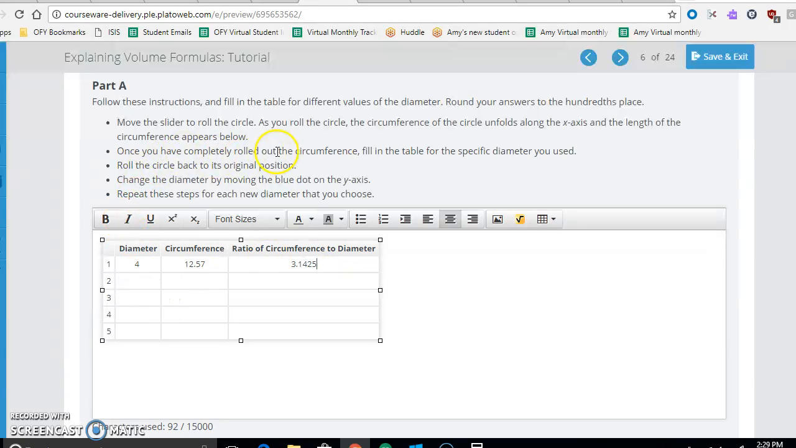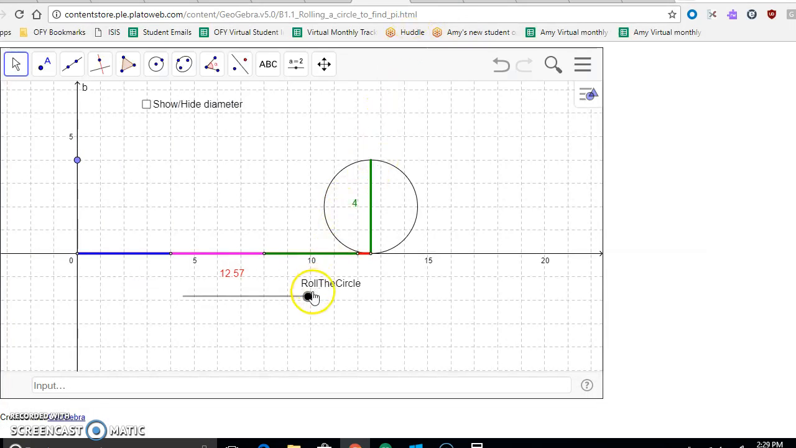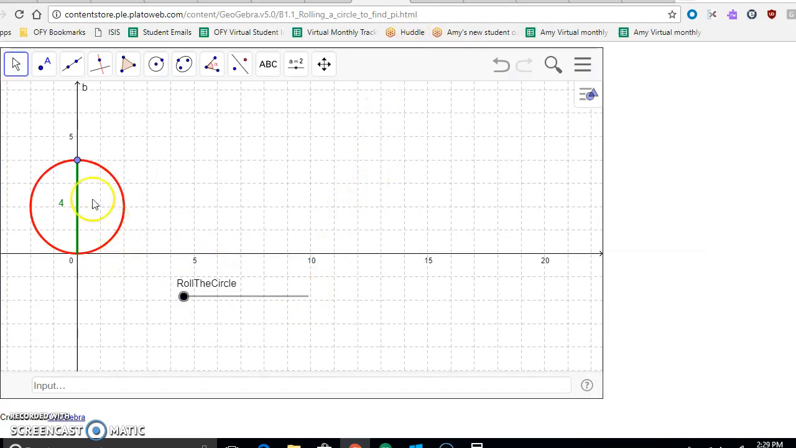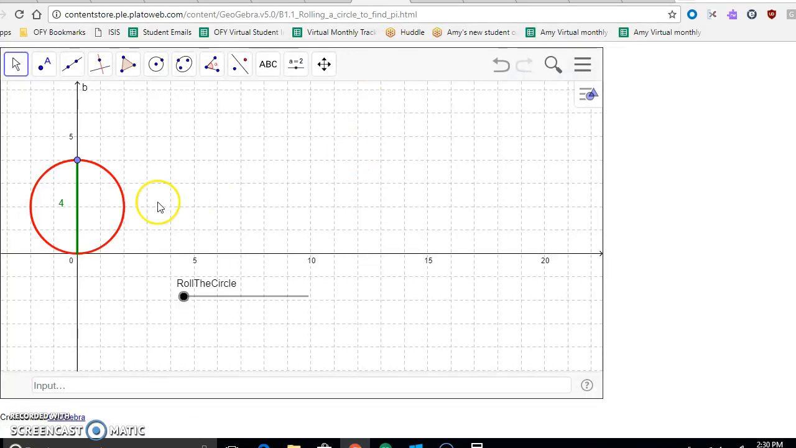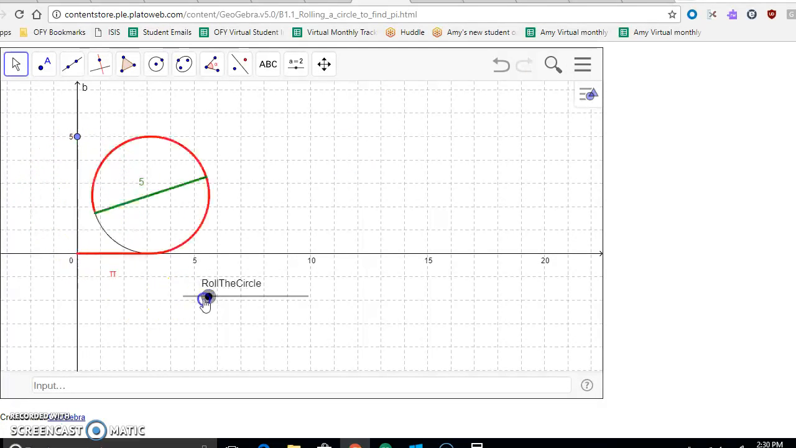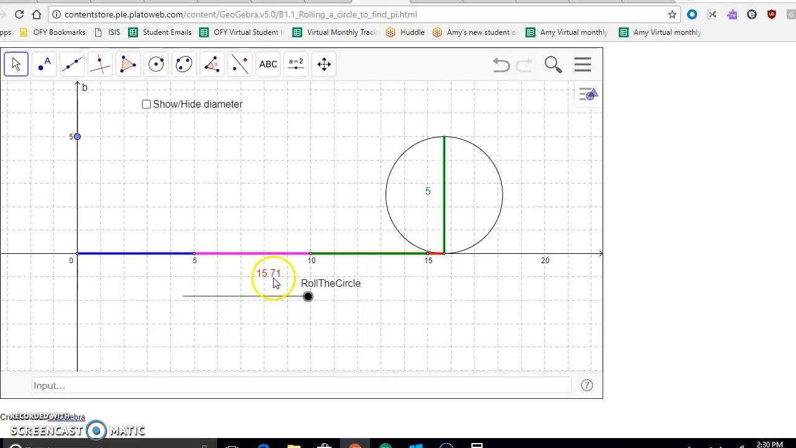Alright, so it says once you've completely rolled out the circle, roll the circle back to its original position, change the diameter by moving the blue dots. So now we're going to roll it back up, change the diameter by moving the blue dot here. So now it says we're going to just choose whatever diameter we want and then do the same thing. So if I make a diameter of 5, and then I'm going to roll it out, here's my new circumference.